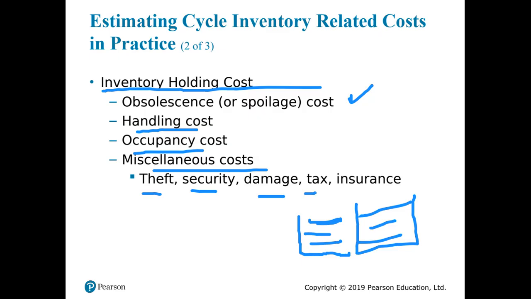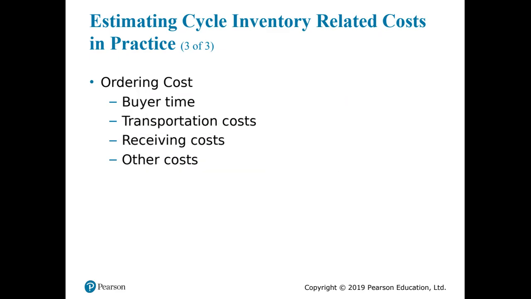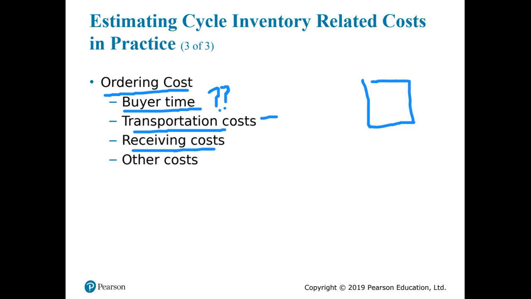Then we also have to look at the ordering cost. Ordering cost involves the buyer's time, how much time the buyer is willing to give you. Transportation costs are also involved in it. Receiving cost: if they deliver you the consignment, then you'll also have to offload it and stack the inventory. And there may be other numerous costs, like the cost of labor and fuel, if it is going up and down.